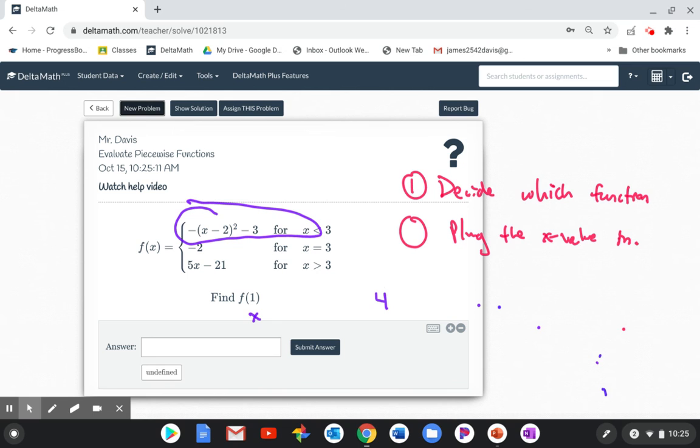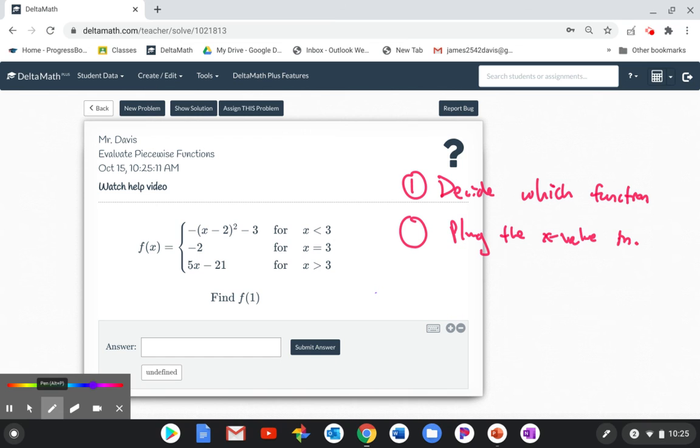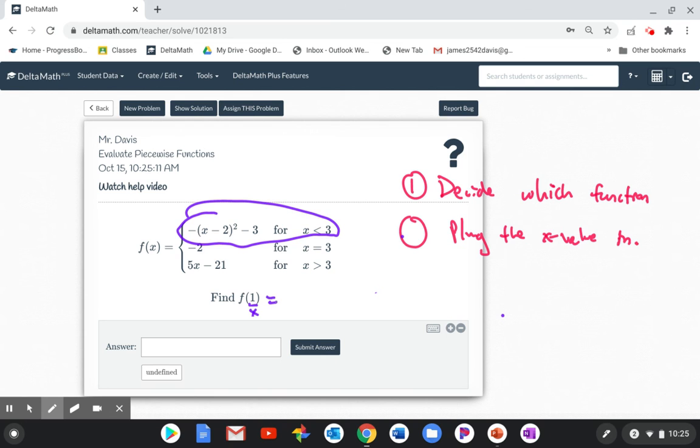All right, and let's do one more here. Same thing as before, we need to first make a decision based on the x value. The x value here is 1. So figure out which function. The top one is for values less than 3. 1 is less than 3, right? So we do want to choose the top one. So we're going to plug 1 in for the x.